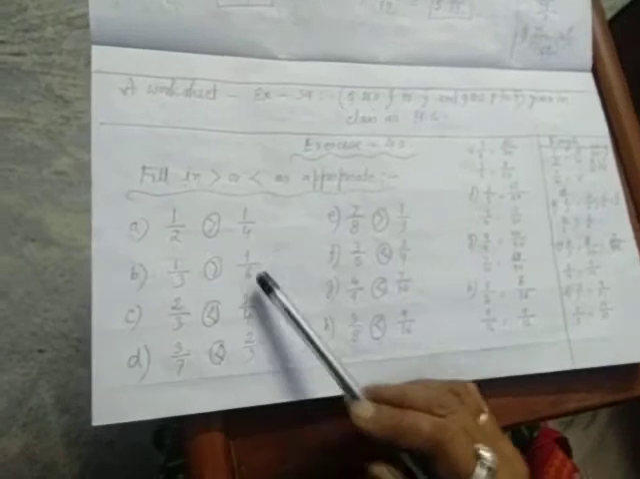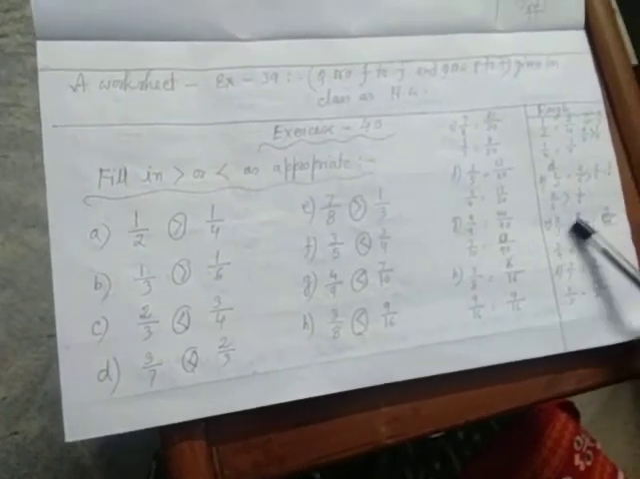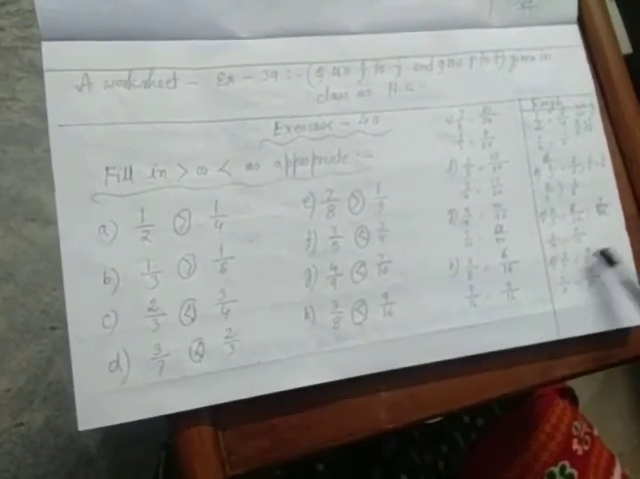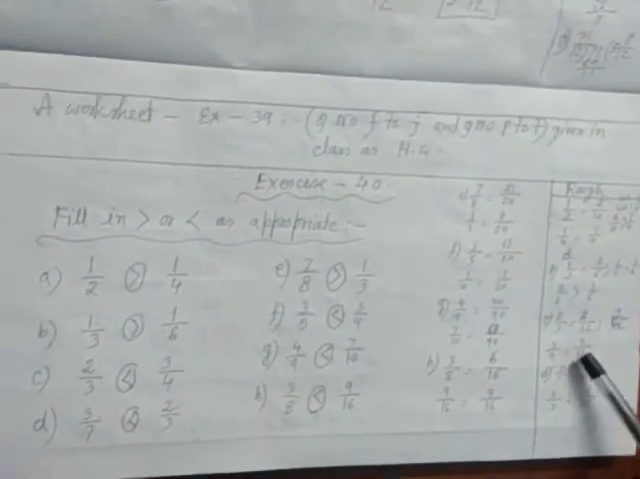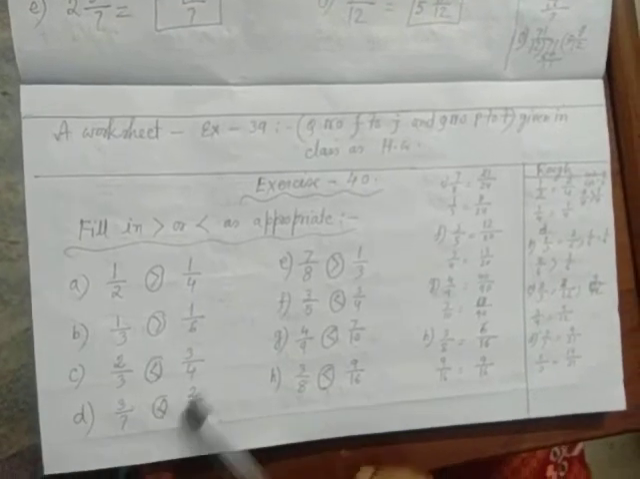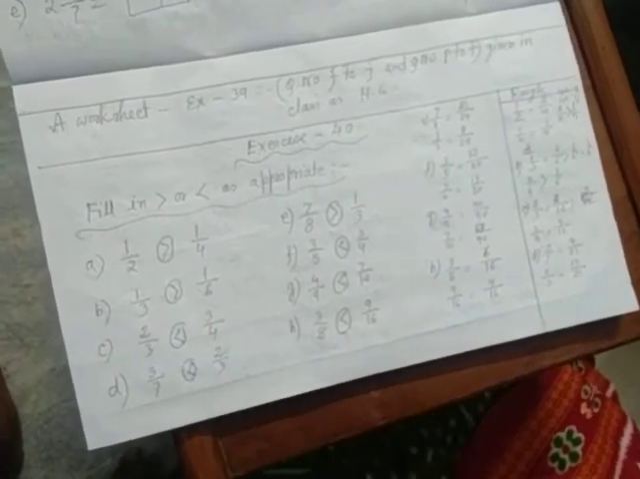1 by 3 and 4 by 6: 1 by 3 and 2 by 6, that is 2 by 6, so greater than. 2 by 3 and 3 by 4: 2 by 3 equal to 8 by 12, 3 by 4 equal to 9 by 12, that is less than. 4 twos are 8, 3 threes are 9, less than. 3 by 7 and 2 by 3: 7 twos are 14, 3 threes are 9, less than.